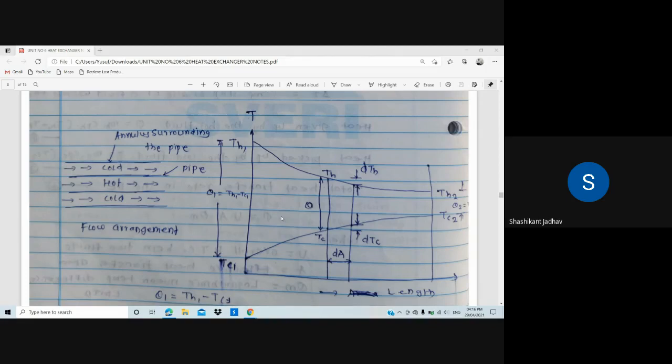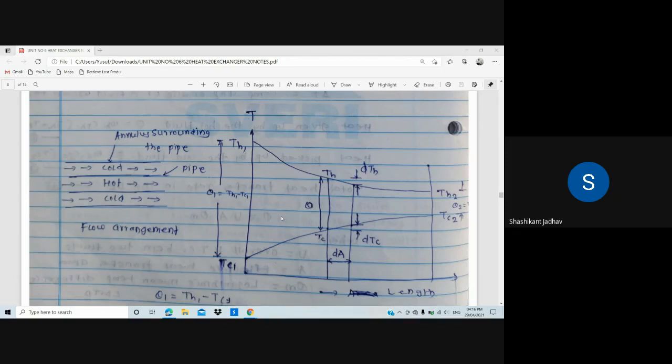Okay, so all of you draw both diagrams. The constructional diagram, that is the flow arrangement, and then the second diagram is the graphical diagram. In the second diagram, on the x-axis there is length, and on the y-axis there is temperature. We have already drawn this type of diagram in the classification. So the temperature of hot fluid reduces from TH1 to TH2, and the temperature of cold fluid increases from TC1 to TC2.